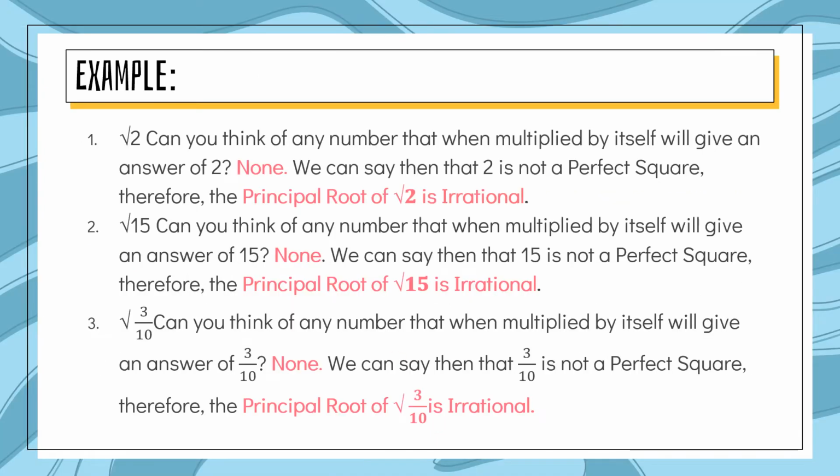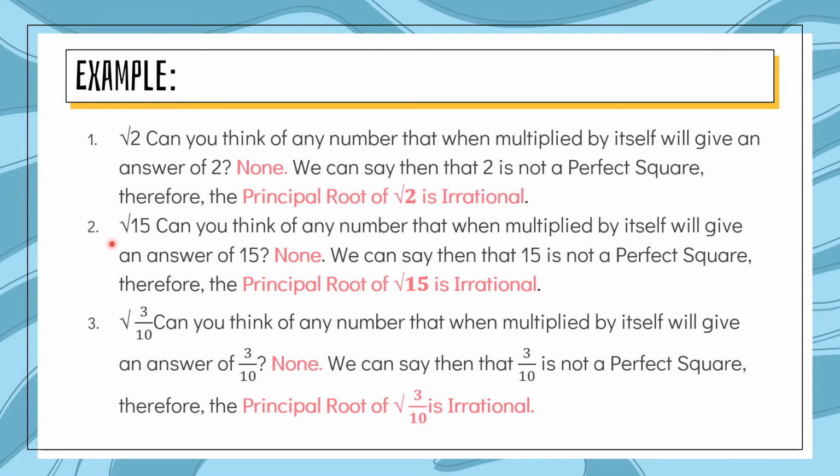We have some examples here. Number 1, square root of 2. Can you think of any number that when multiplied by itself will give an answer of 2? None. We can say then that 2 is not a perfect square. Therefore, the principal root of square root of 2 is irrational.